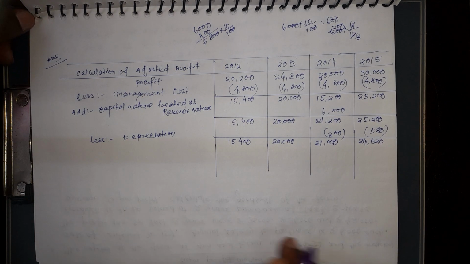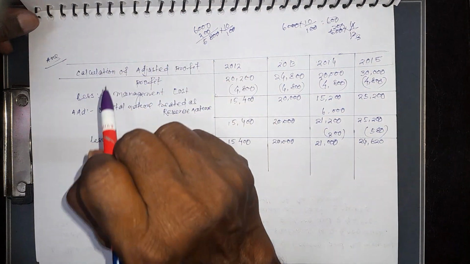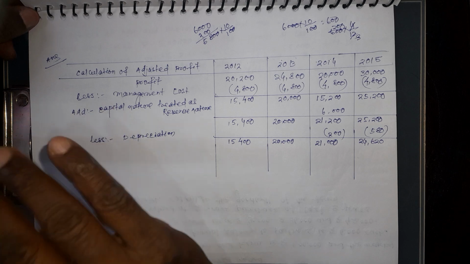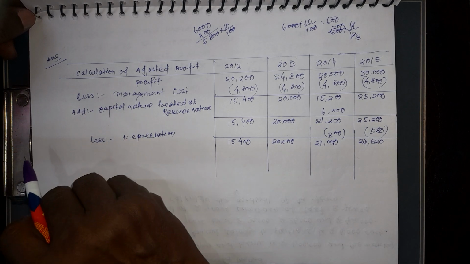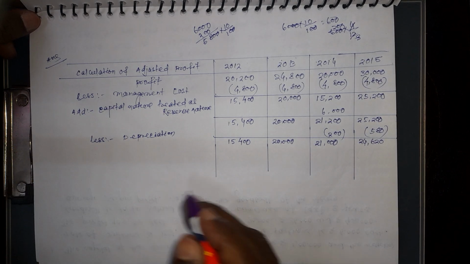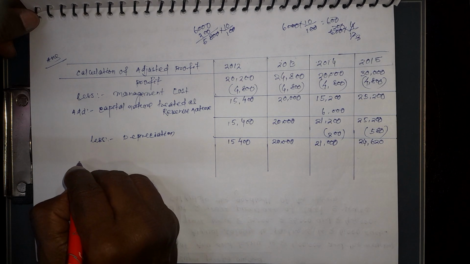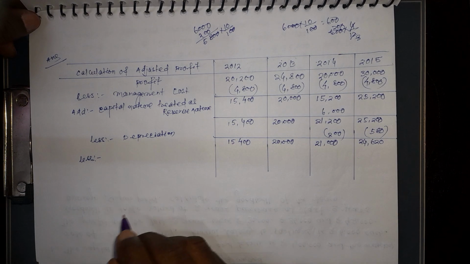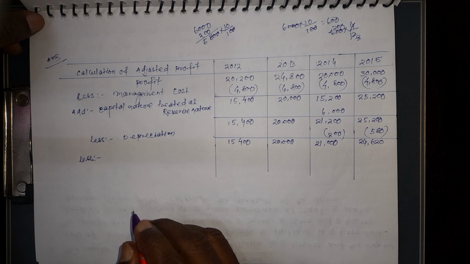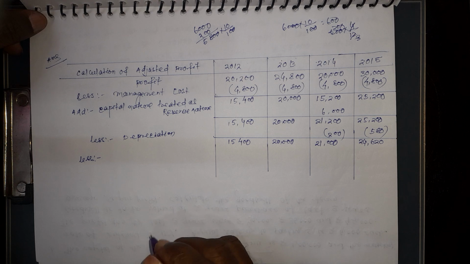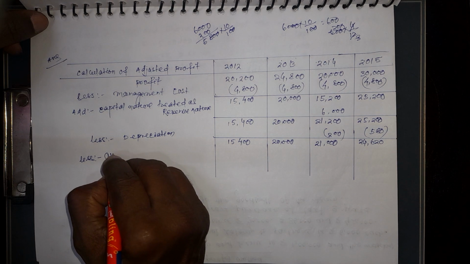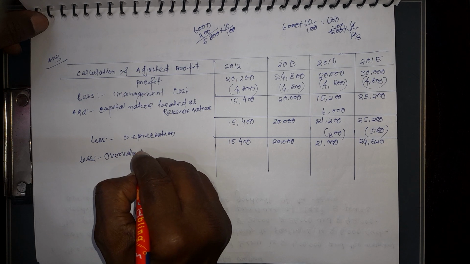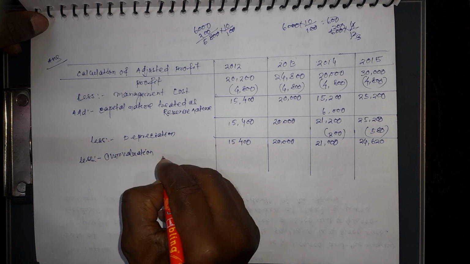Clear? Now we get another point about the overvaluation of closing stock. Overvalued means the actual value is less but it is shown more. Clear? So the profit has increased, so we have to reduce it now. If you reduce the closing stock, profit will also be reduced. So you can write it: less overvaluation of closing stock.